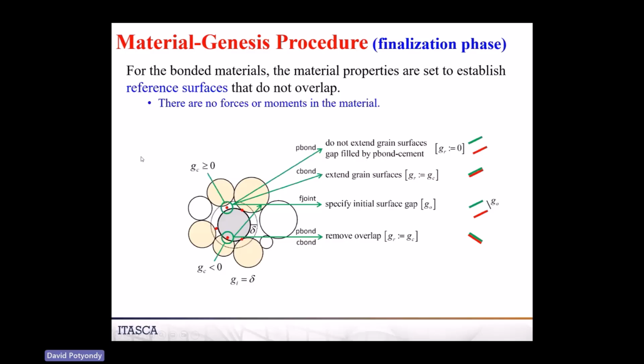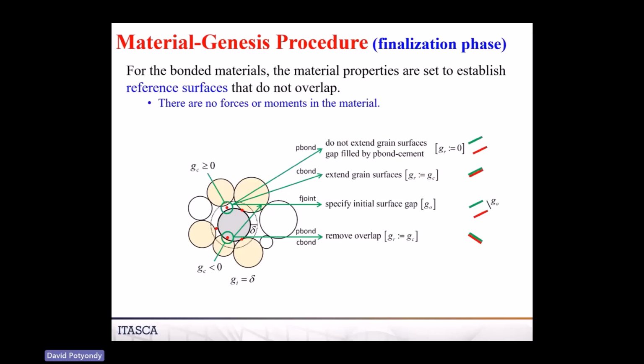The basic idea here is that the system is going to set it up so that this bonded configuration has these reference surfaces that are just touching. So if the particles are apart like this and you put a parallel bond in there, it's going to effectively have cement in between. What that means is that there's no effective overlap in the system, so this initially constructed system is not going to have any forces or moments in it.